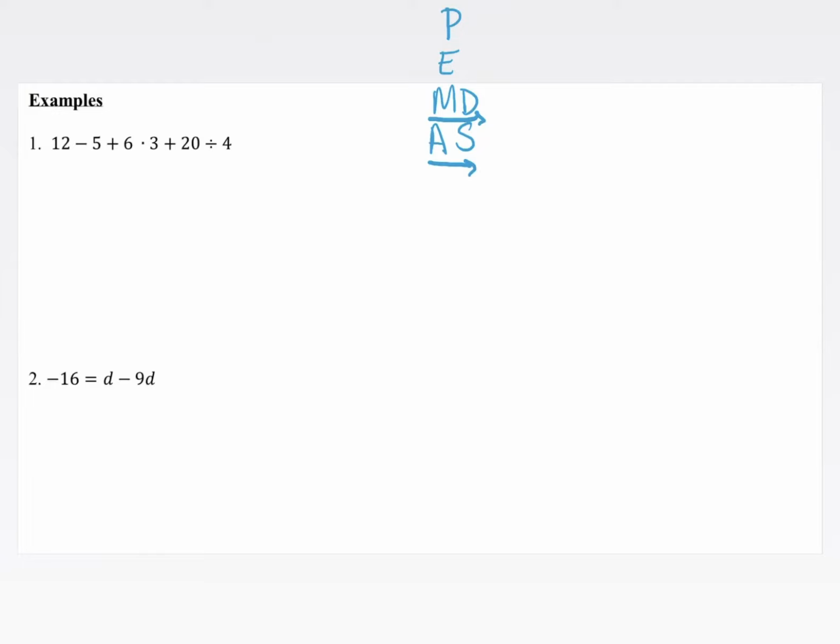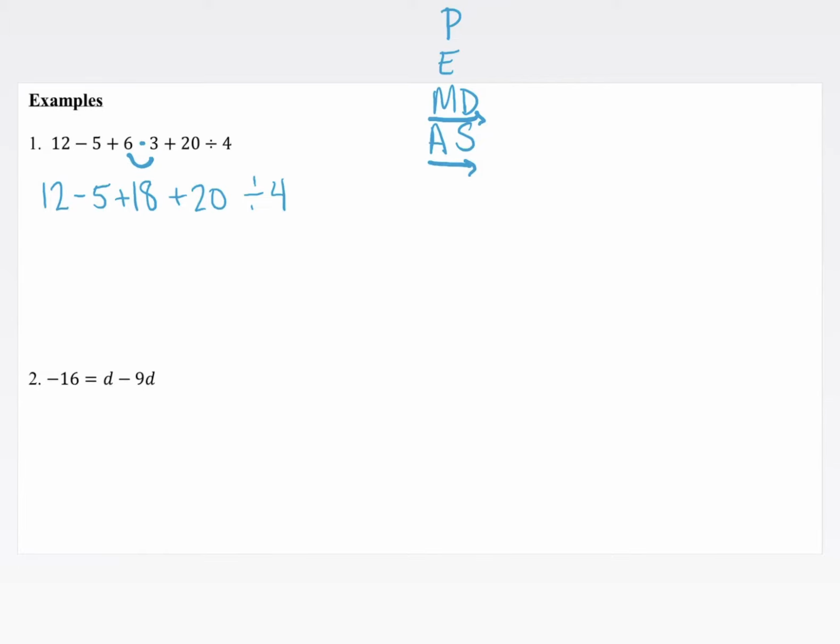Now going from left to right, we see multiplication first. So I'm going to simplify this. 6 times 3 is 18, and it's a positive 18. Then I'm going to rewrite the entire expression all over again. So 12 minus 5 plus 18 plus 20 divided by 4. Now this is my new expression. So I'm going to read from left to right and see if I see any multiplication or division first, since we don't have, again, any parentheses or exponents.